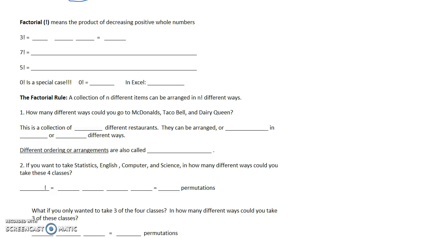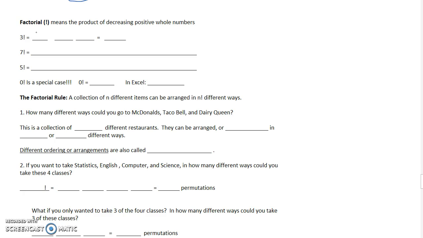So in this section, we're going to be talking about a mathematical operation first, and then after we talk about how to do the mathematical operation, we'll start working on problems related to it. So first we're going to introduce the notation, which is factorial. This means the product of decreasing positive whole numbers. Again, we'll talk about why we use this in a second, but let's talk about what 3 factorial is.